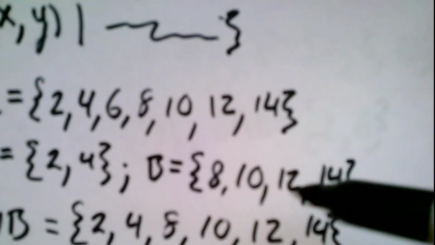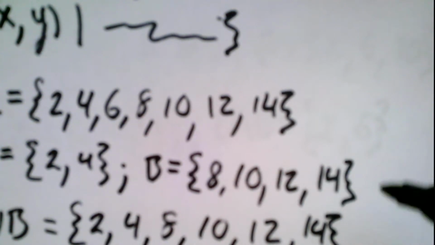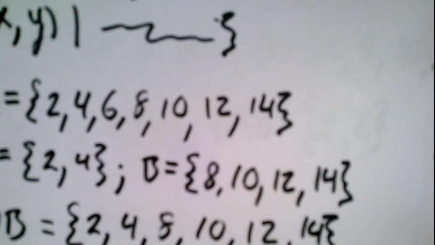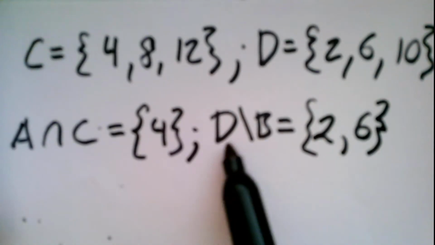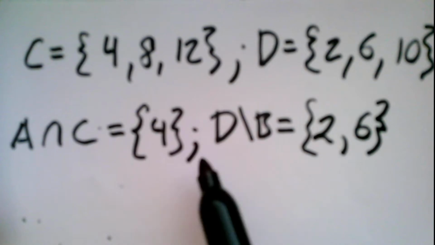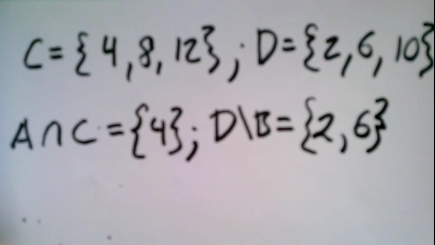And if you're wondering, well, what happens to 8, 12, and 14? They were in B as well. Well, they don't matter. Set subtraction is different from regular subtraction. In regular subtraction, you can go negative if you're subtracting more than you start with. But in set subtraction, you can't. You either were in the bigger set, in this case D, and you get deleted, or you weren't and you don't matter.